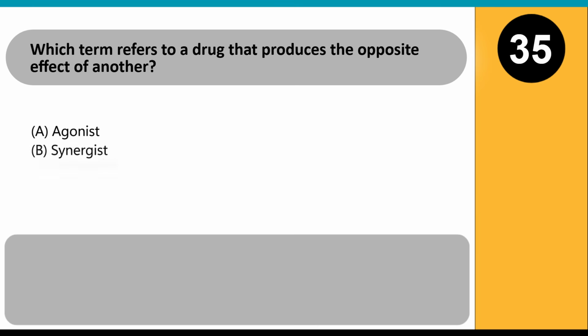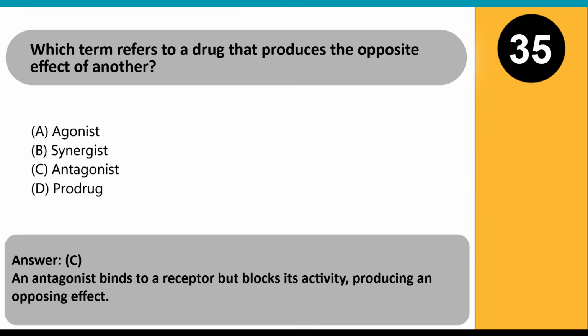Which term refers to a drug that produces the opposite effect of another? A. Agonist. B. Synergist. C. Antagonist. D. Prodrug. Answer, C. An antagonist binds to a receptor but blocks its activity, producing an opposing effect.